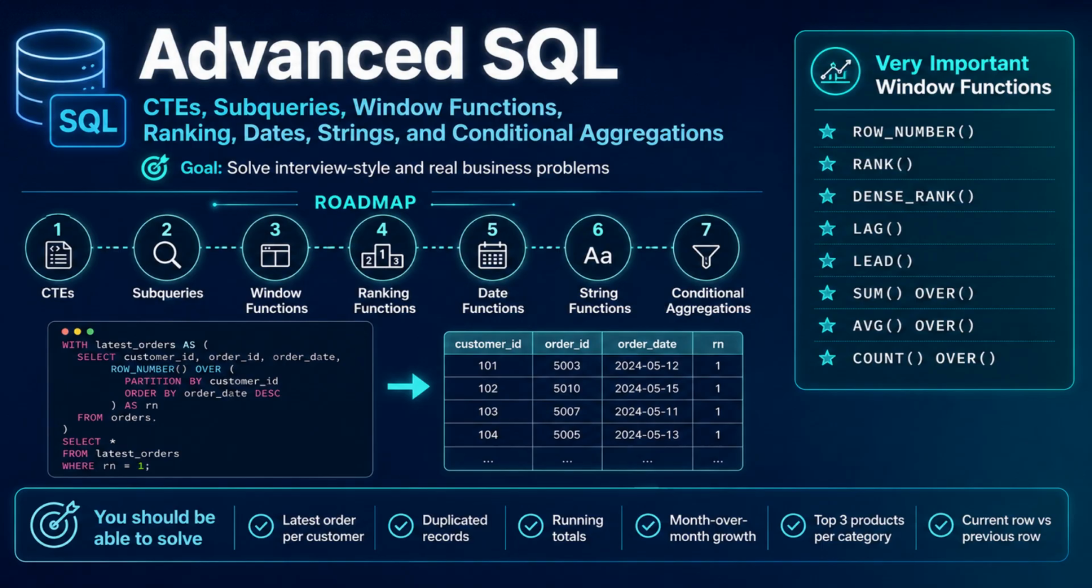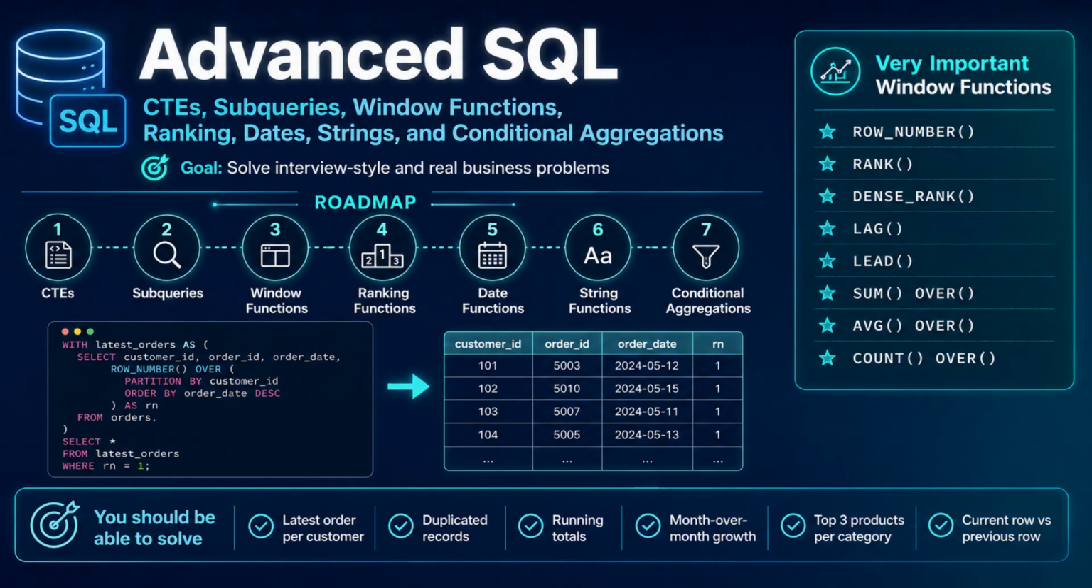Advanced SQL is not only about writing longer queries, it is about breaking problems into clear steps, choosing the right function, and transforming raw data into useful answers. The goal is not just to retrieve data, but to understand it deeply and use it effectively. We will cover CTEs, subqueries, window functions, ranking functions, date functions, string functions, and conditional aggregations. Each of these tools plays a crucial role in handling complex data scenarios.